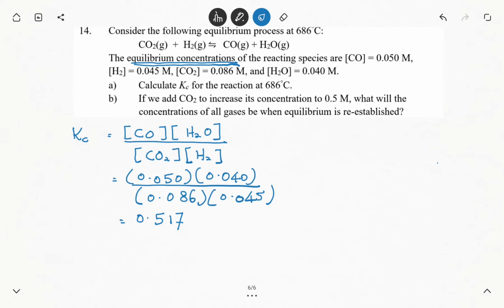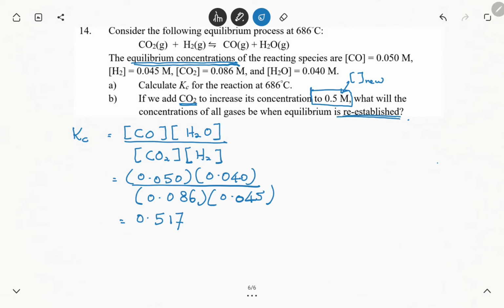So for part B, if we add CO2 to increase its concentration to 0.5 molar. That means we add CO2 until the concentration of CO2 achieves 0.5 molar. So this is the new concentration of CO2. What will be the concentrations of all gases when the equilibrium is re-established?